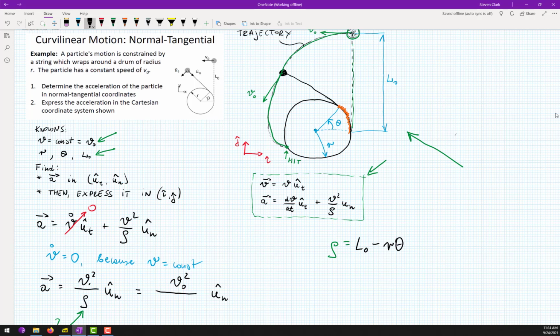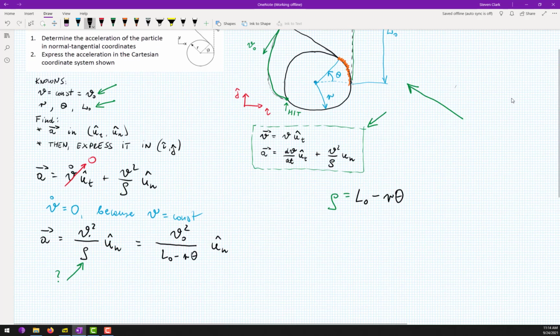Yes, this is the length of our arc, because our circle has radius r, and this is our angle, r theta. It's much easier what you said. So that's it. Problem is solved. This is part A. L0 minus r theta. That's all.